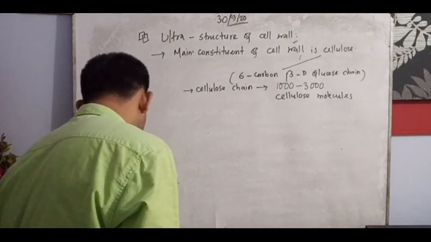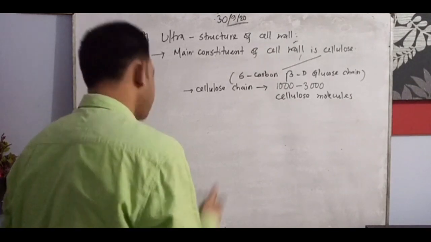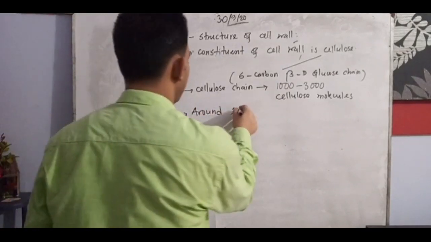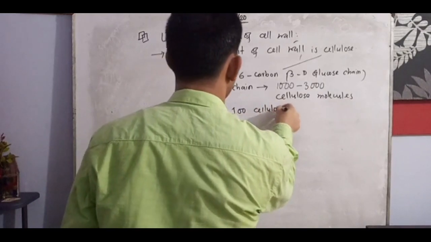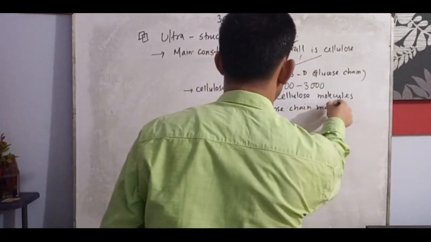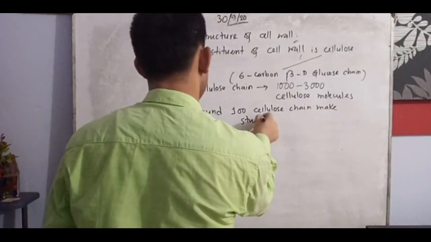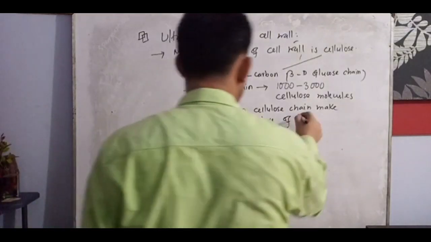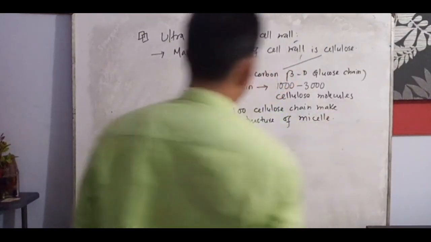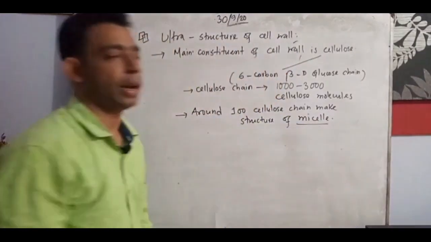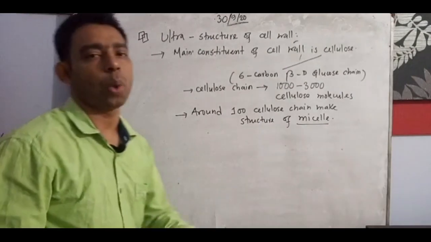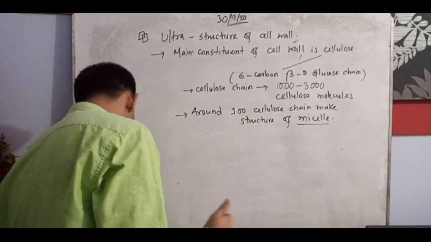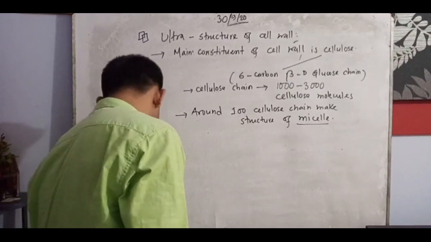Okay, and around 100 cellulose chains together make a structure called a micellar. So we can write here micellar. It is also a very important thing, my dear students, and you can see the public exam question: what is micellar? It has been asked lots of times before.